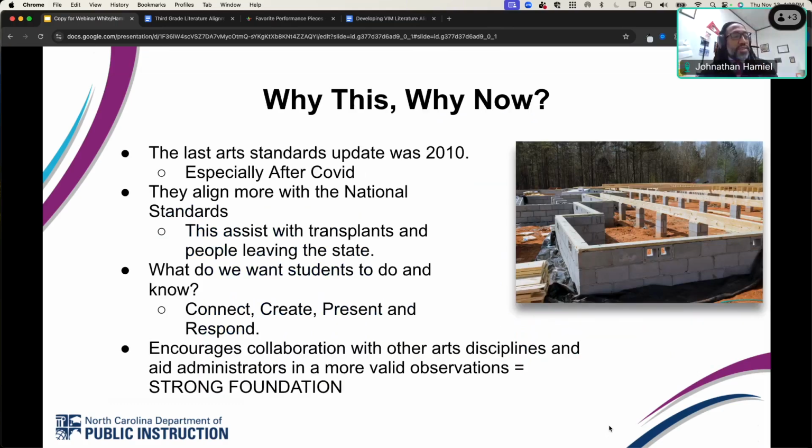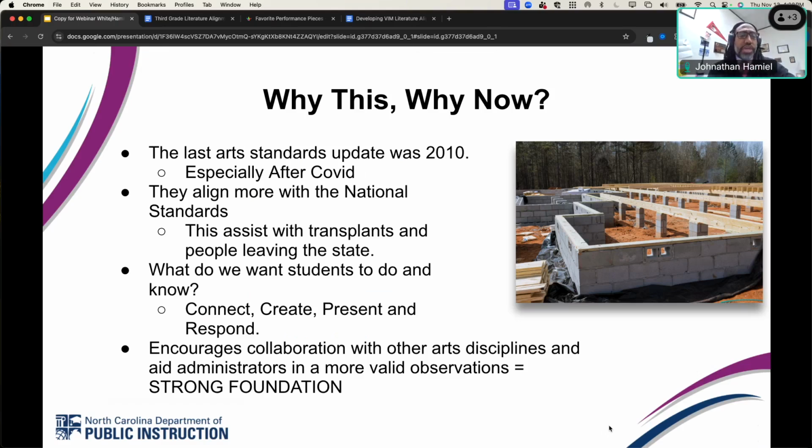Thank you, Christy. Now, the whole question of this tool is why this, why now, why these standards, what's going on? Well, the previous standard update was in 2010. And it's like, yikes, wait a minute. I'm not a DPI consultant, but I do think that standards are supposed to be updated every 5 to 8 years, give or take. But 2010, that was a long time.